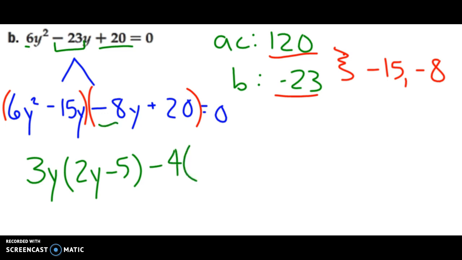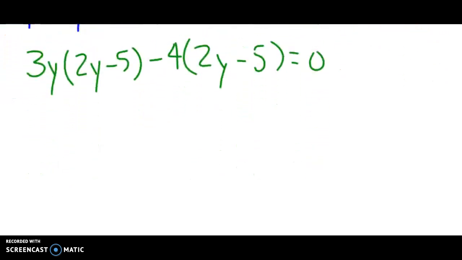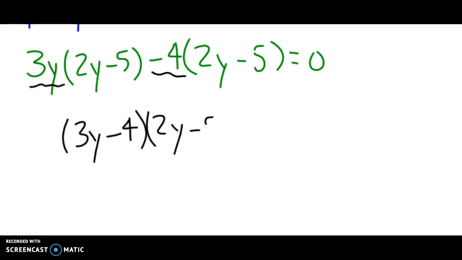That way, negative 8y divided by negative 4 is a positive 2y. And positive 20 divided by negative 4 is minus 5. And that still equals 0. So now I can rewrite the factored form as 3y minus 4 times 2y minus 5. Okay?